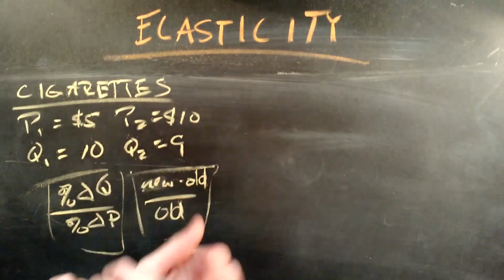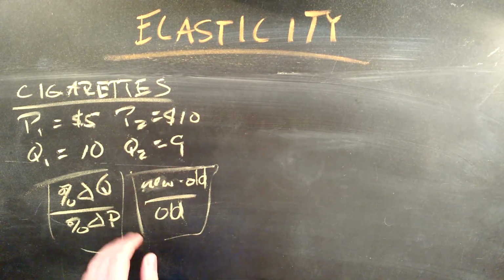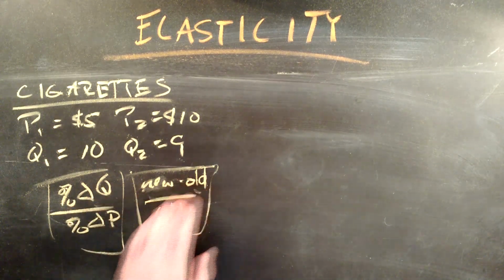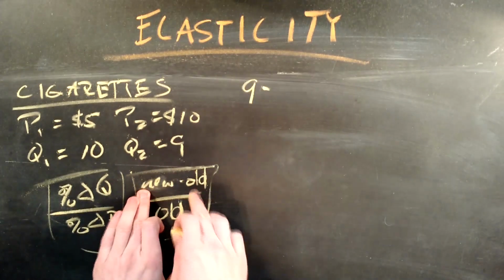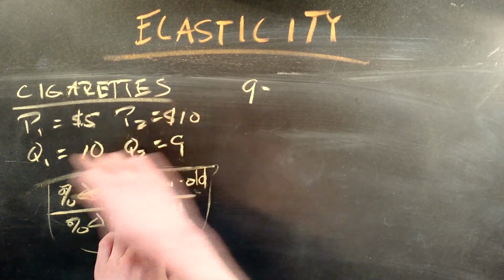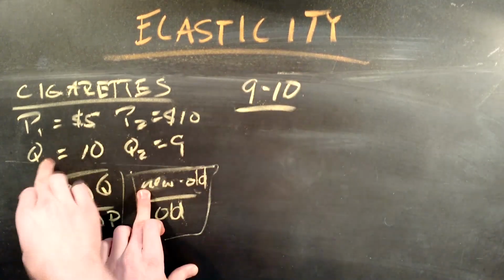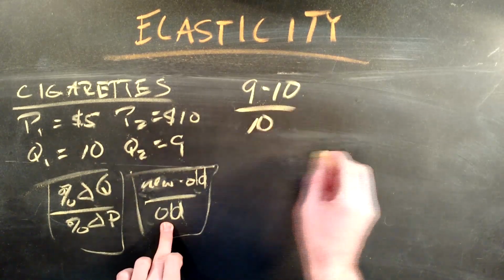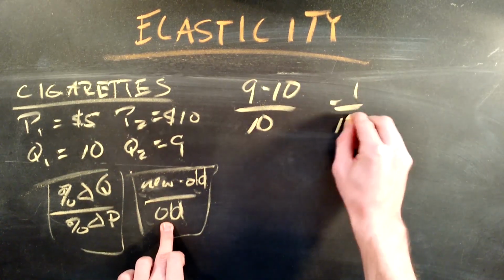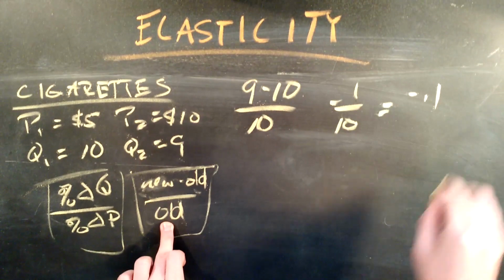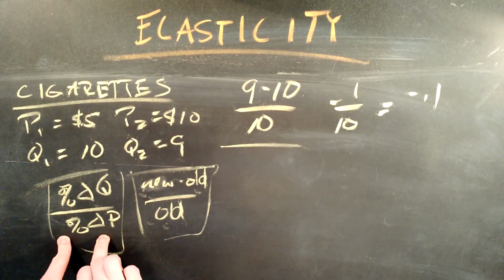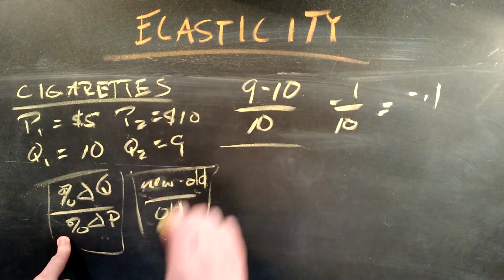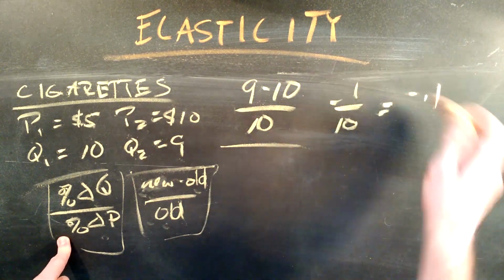So, to figure out the elasticity of cigarettes, what we would do is percent change of quantity, new minus old divided by old. So the new quantity is 9, minus the old quantity, which was 10, divided by the old quantity, which was 10. So we get negative 1 over 10 equals negative 0.1. Now, what we need to do is figure out the percent change in price. So there's a negative 10% difference in the quantity demanded.